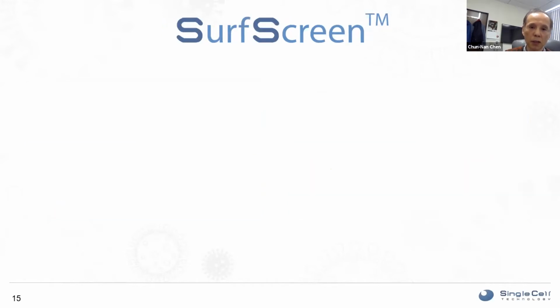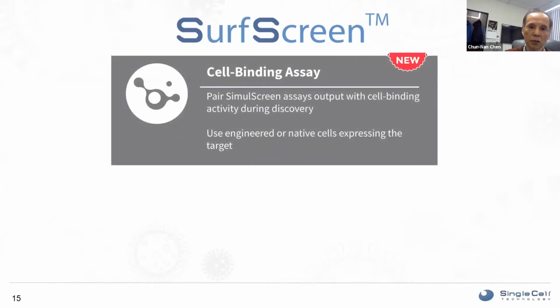And then the other part of it, the extension of that, is we start to add this. Recently we demonstrated that instead of capturing the antibody onto a slide, we can capture using a monolayer of cells. So you can actually look for antibodies that bind to the membrane protein that is present on the cell surface. And you can use engineered cells or native cells, depending on which one serves the purposes.